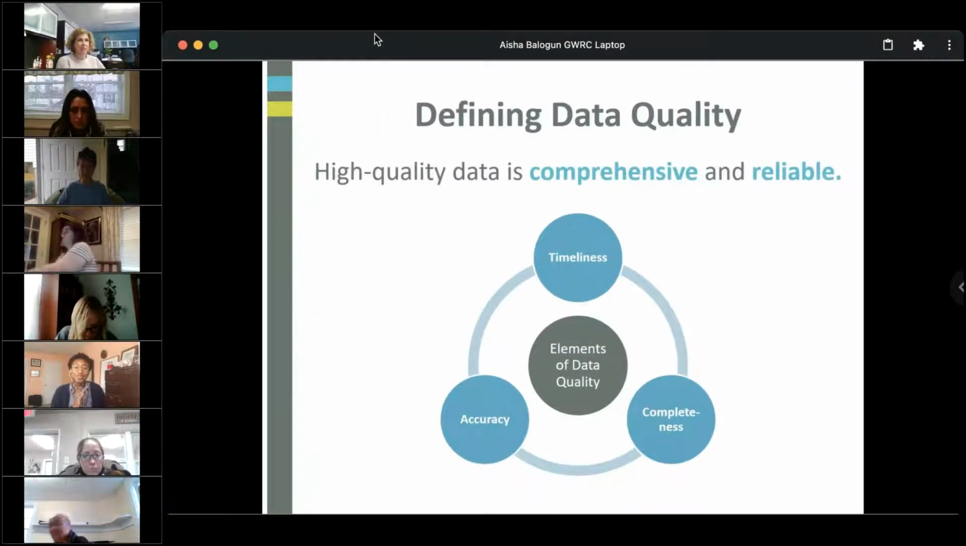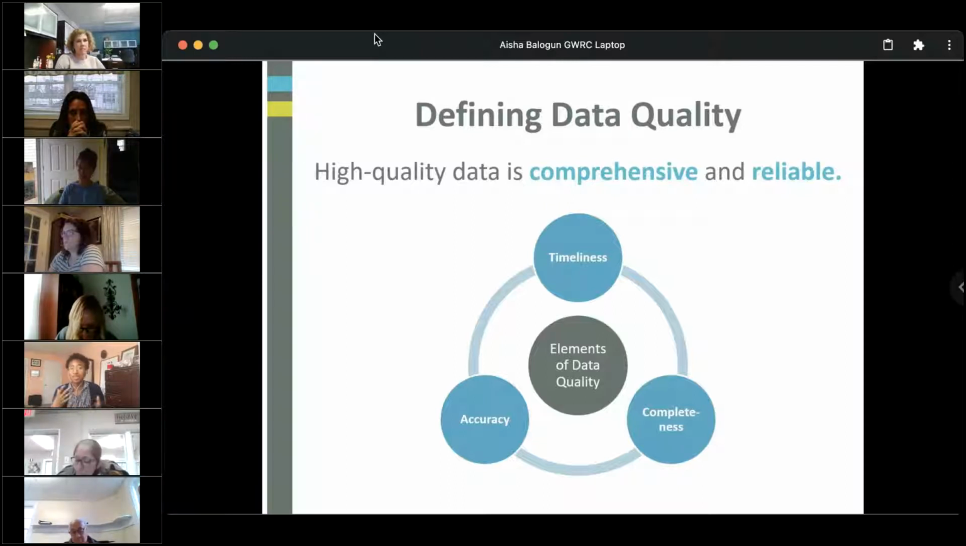Hey, thanks, Sibs. So, like we said, high quality data is comprehensive and reliable. And like we'll talk about a lot throughout this presentation, the data in HMIS is really a representation of how our system works and how our system functions to people at all levels of government and implementation. So it's important that it is high quality.